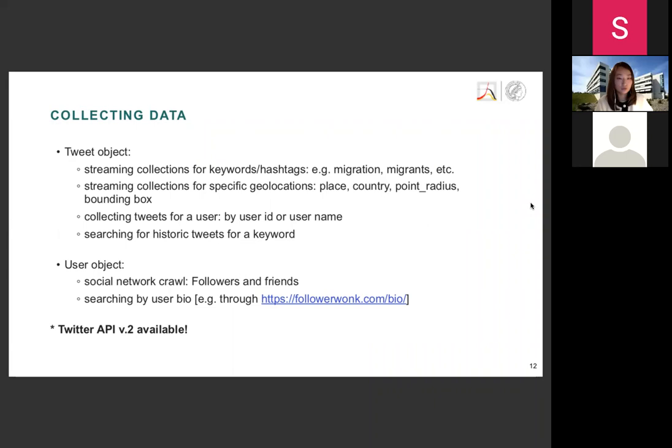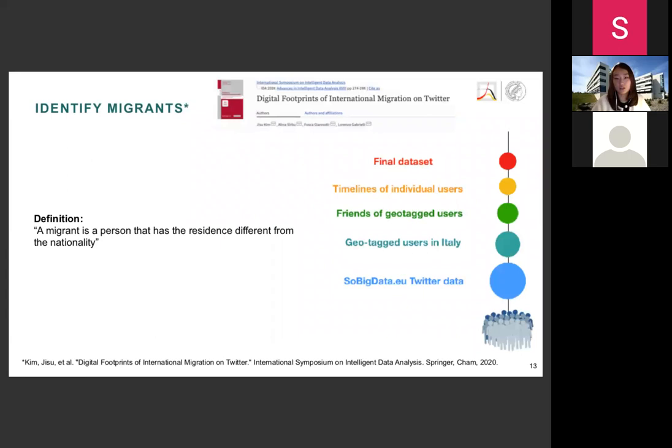But anyways, using this information, we first wanted to come up with a strategy that can help us in identifying migrants on Twitter. So we began by data collection process where, from the three months' worth of data that SoBigData Lab had, we selected geotag users in Italy. We then obtained the list of friends of these users and also their tweets. Having obtained the data, here we will define a migrant as a person that has the residence different from the nationality.